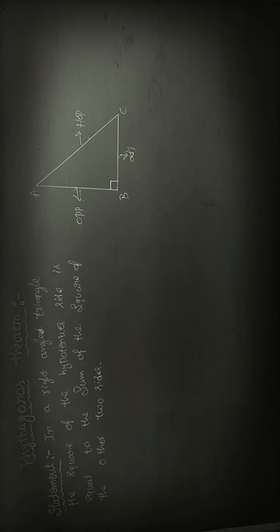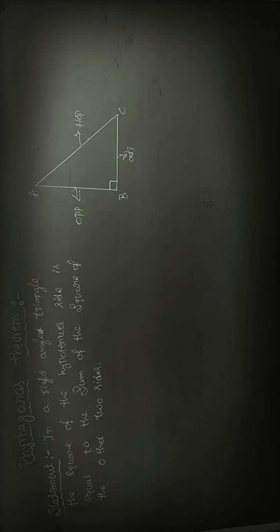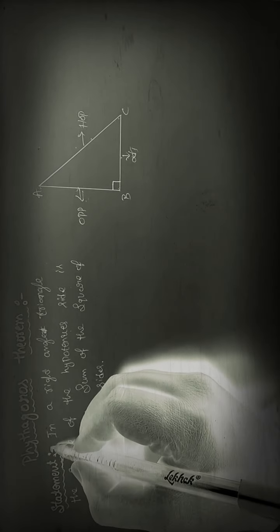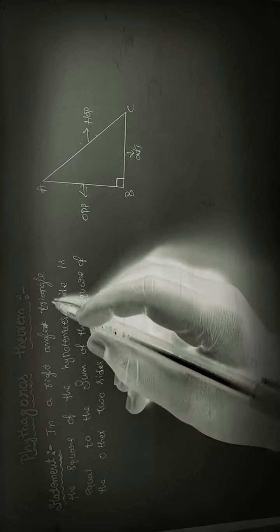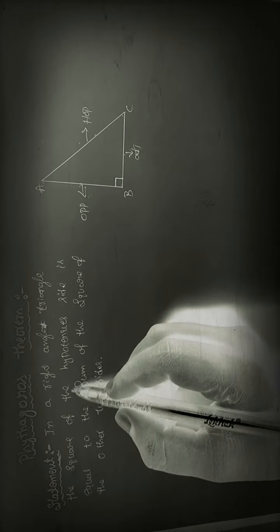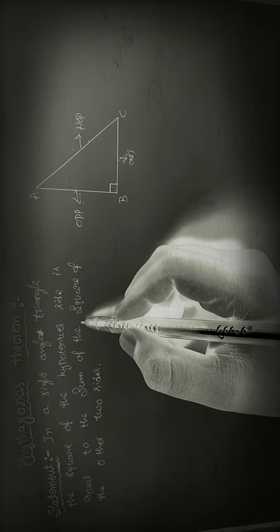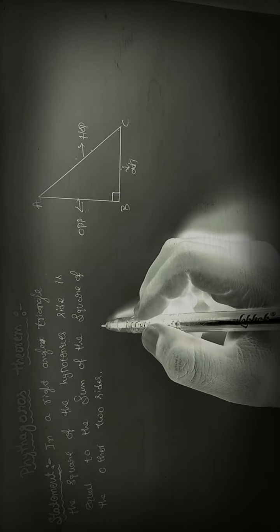Today we are going to study Pythagoras theorem. Now, what is the statement of the theorem? First we need to write the statement of this theorem. This theorem states that in a right angle triangle, the square of the hypotenuse side is equal to the sum of the square of the other two sides.